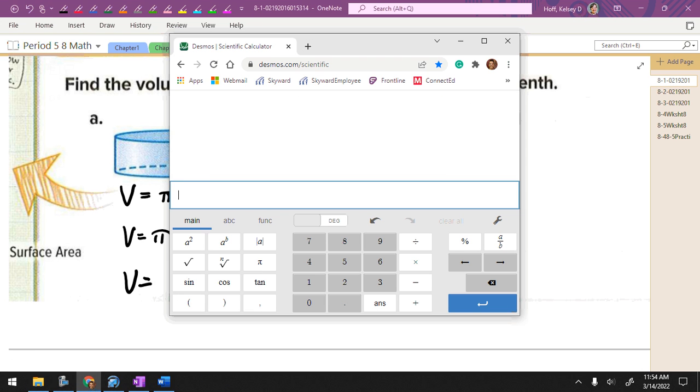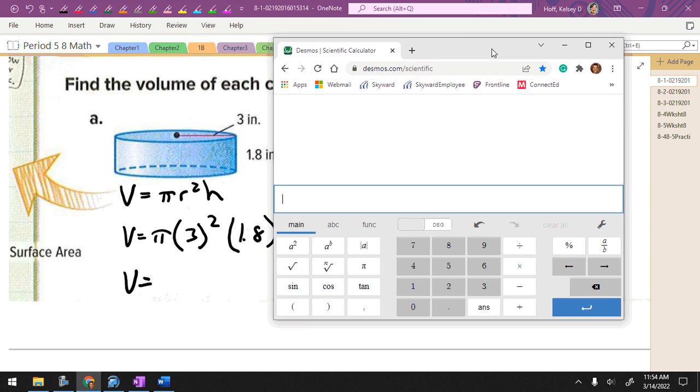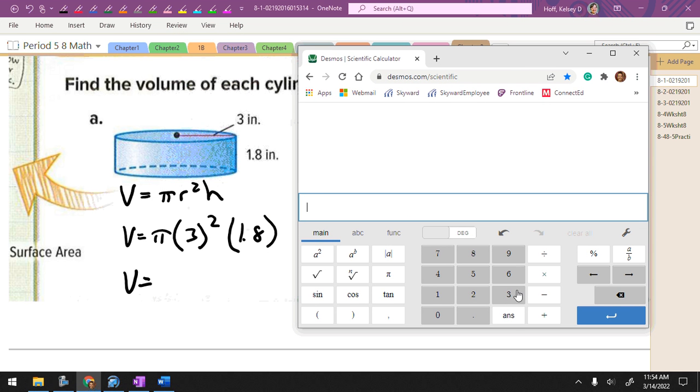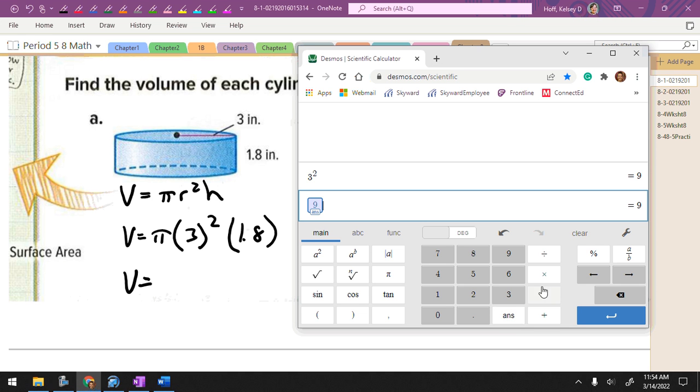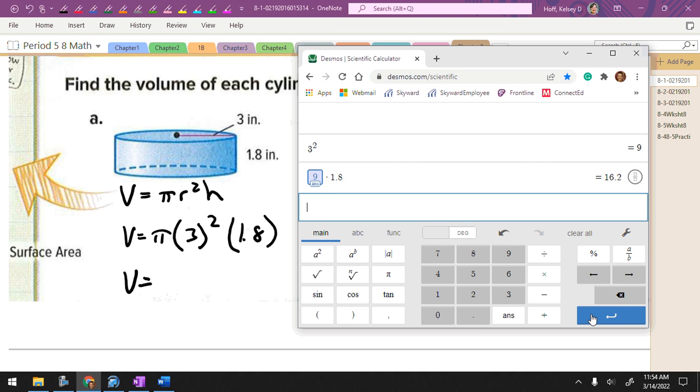What's the first thing I type in? 3 squared. 3 and the squared button, we hit enter. It says it's 9. Now I want to use that 9. What button do I have to hit? ANS, answer. Then what am I going to do with that 9? Times 1.8. Hit enter. Right now I have 16.2.